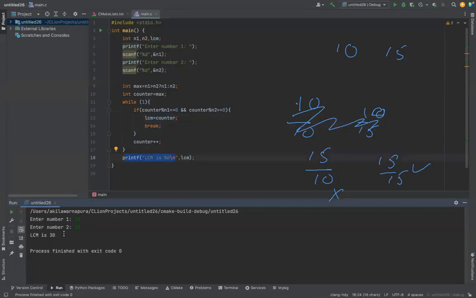Okay, and there is another one. We can optimize this loop. Here we use counter plus plus. That means initially the counter is the maximum value, 15. Now you are going to check whether 10 can be divided by 15 and 15 can be divided by 15. 15 can be divided by 15, but 10 cannot be divisible. Therefore, you go to the next iteration, 16. But the next iteration 16 cannot be divided by 15. What is the next iteration that 15 can be divisible? Initially 15 can be divided by 15.